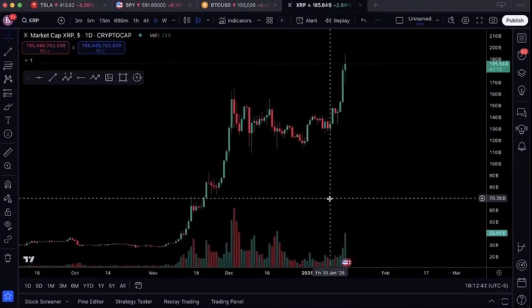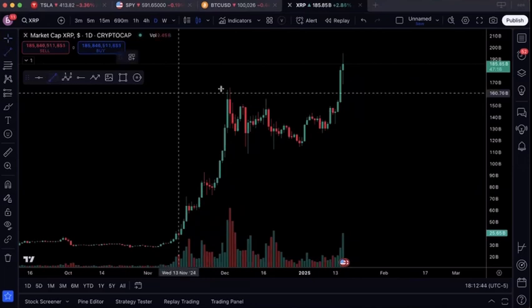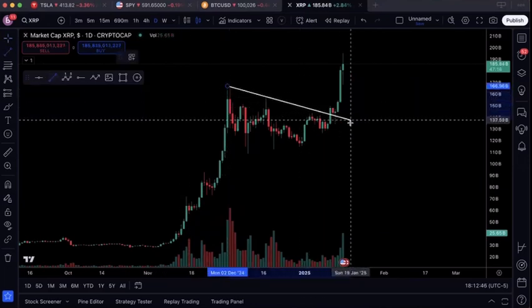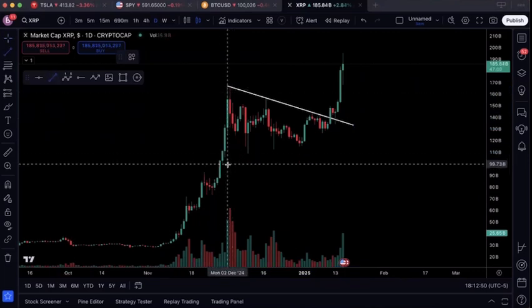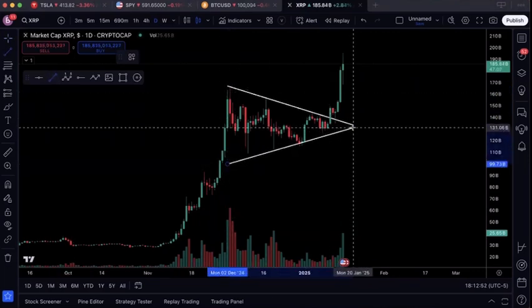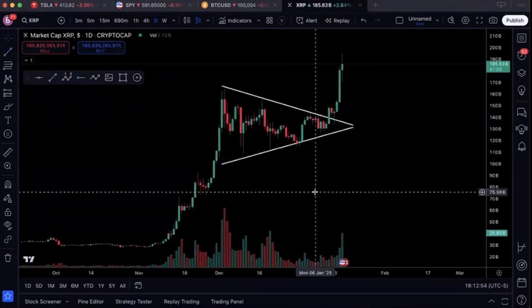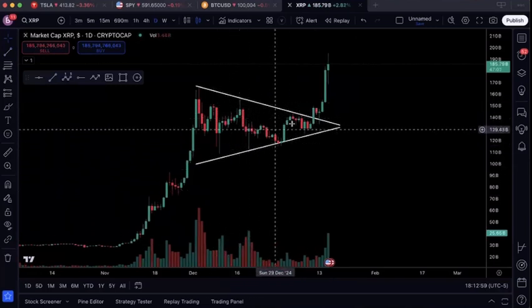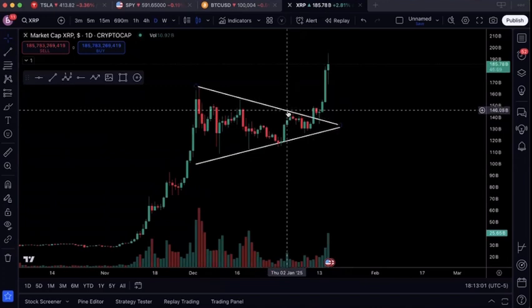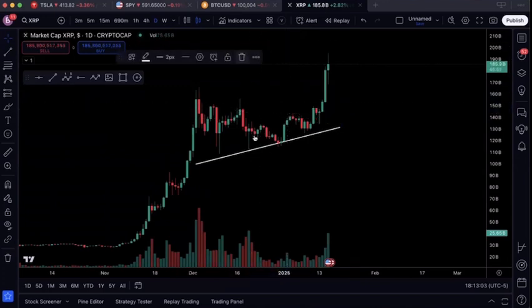It's running like crazy right now. Broke out of this little wedge right here. Looks absolutely beautiful play. It's real bullish. This setup, Cardano is doing this setup right now. So I'm hoping it breaks out. I'm getting a little off topic.